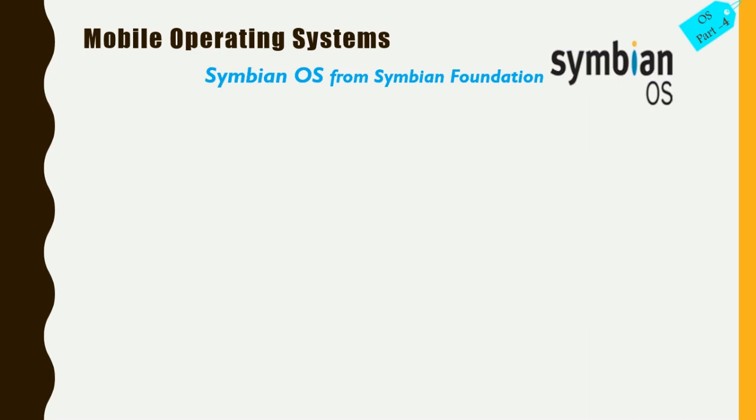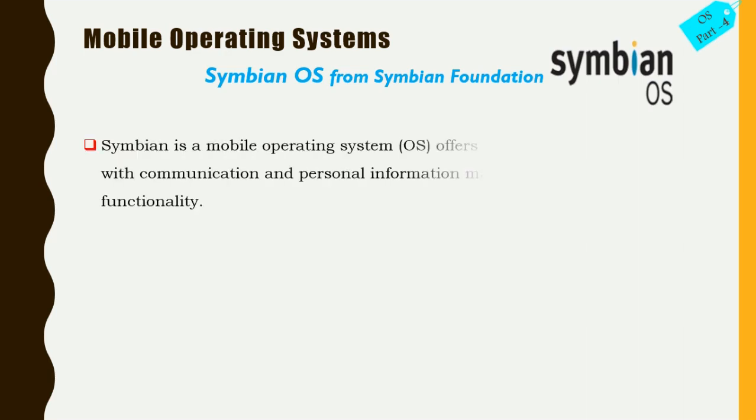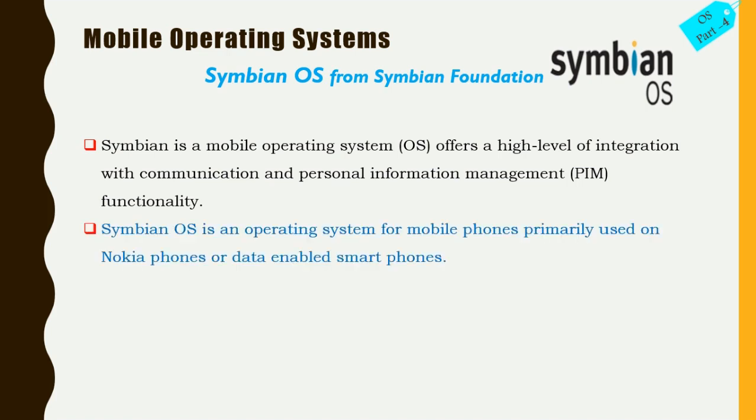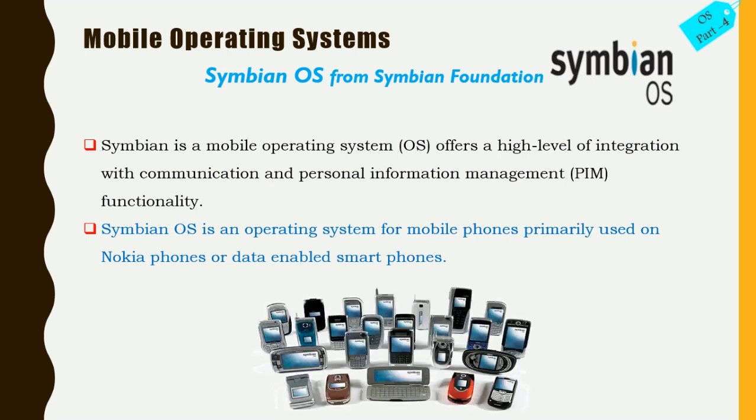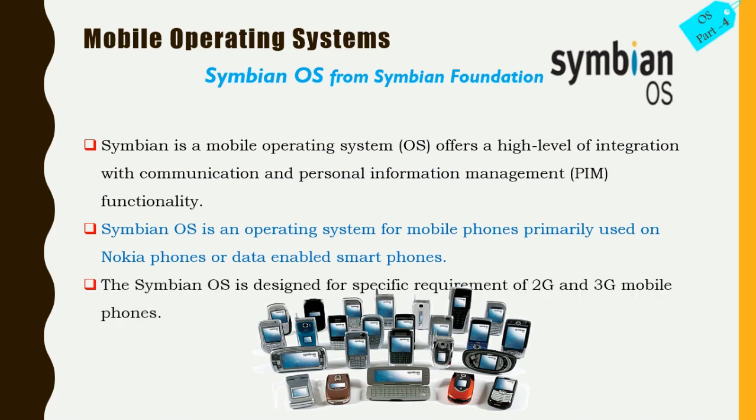Now, let's see the Symbian operating system from Symbian Foundation. Symbian is a mobile operating system which offers a high level of integration with communication and personal information management, that is called PIM functionality. Symbian operating system is an operating system for mobile phones, primarily used on Nokia phones and data-enabled smartphones. It is a widely used operating system by Nokia. Symbian is designed for the specific requirements of 2G and 3G mobile phones.